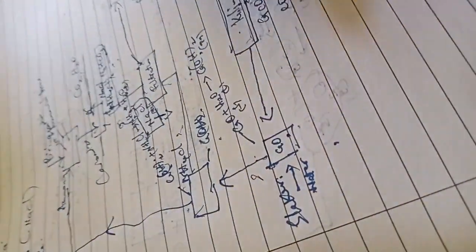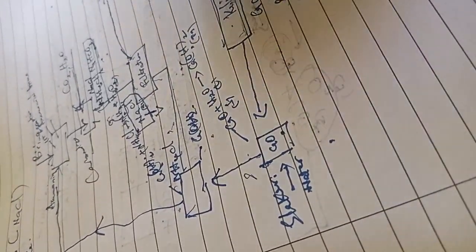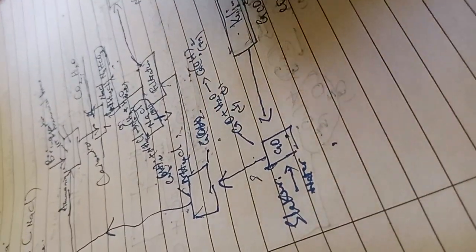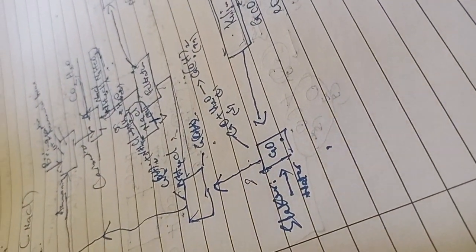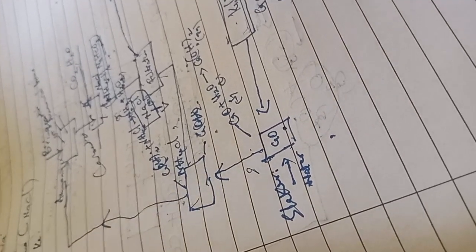That is how the process is done, and how the products here are recycled and reused within the system. So this is one of the most economical processes. Most of the products formed within the system are recycled and reused. That is how the Solvay process operates. It's a very simple process.